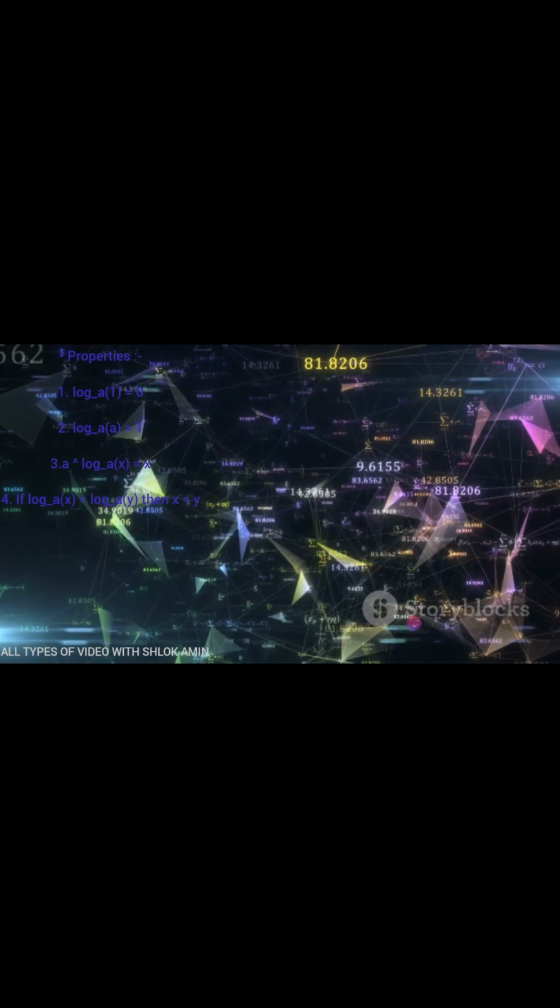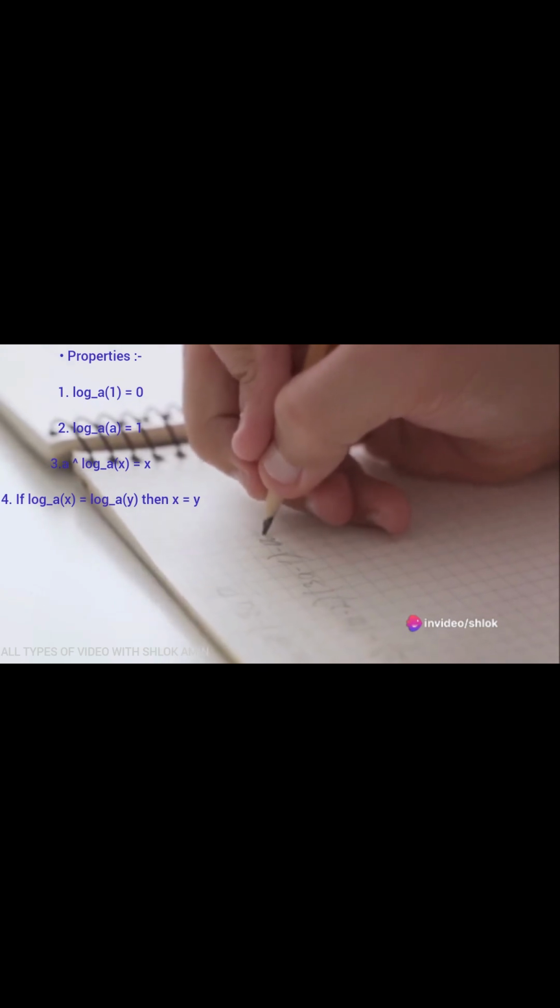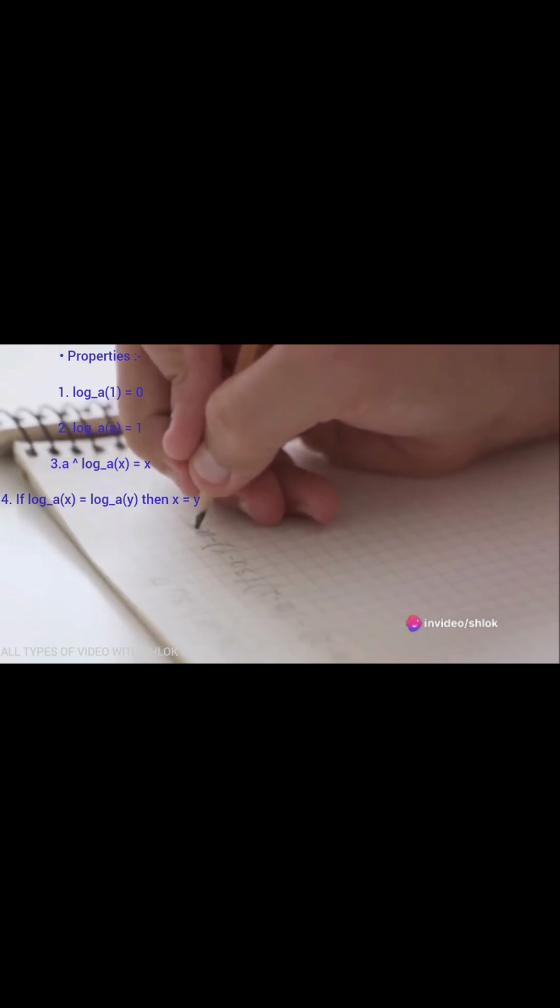Third, the logarithm of the base raised to the power of x is x itself. This property is a natural consequence of the definition of a logarithm. Lastly, the logarithm of the reciprocal of a number is the negative of the logarithm of that number. This property shows the symmetry between a number and its reciprocal in the logarithmic world.